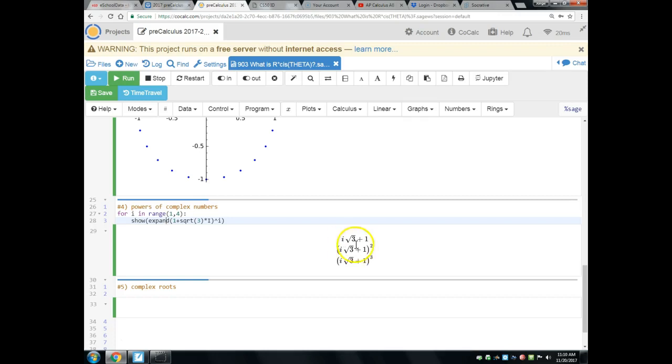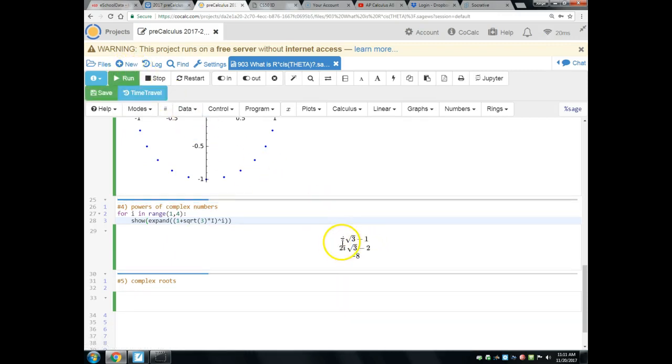Why isn't it expanding? Did I do something weird? I did something weird. What did I do? I opened the expand, I didn't open the binomial that I'm expanding, then I closed the expand, then I closed the show. There you go. So now I'm expanding. And these are powers of 1 plus rad 3i, to the 1, to the 2, to the 3. So the third power of 1 plus rad 3i is negative 8. We did that using r cis theta, we did that by FOIL, and we got negative 8.